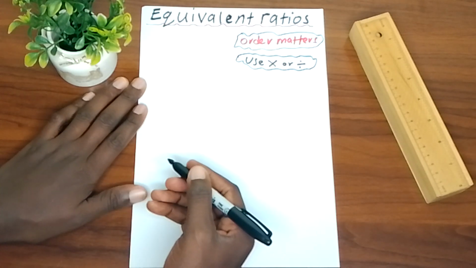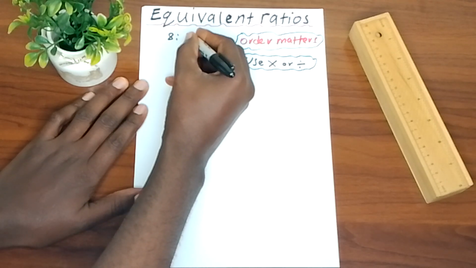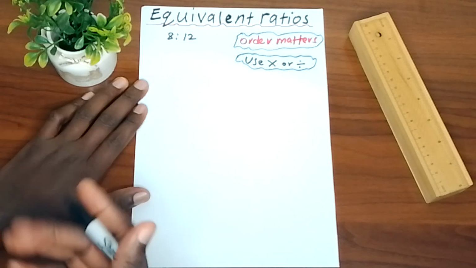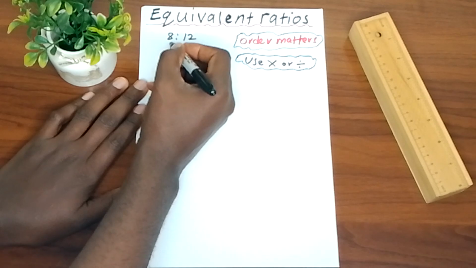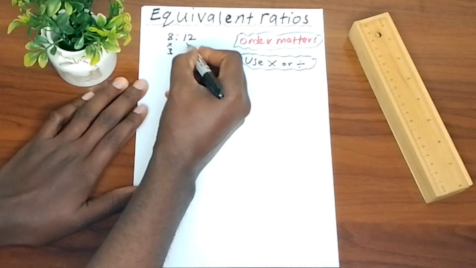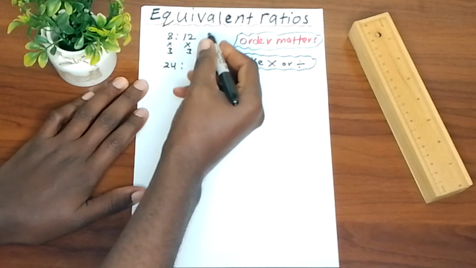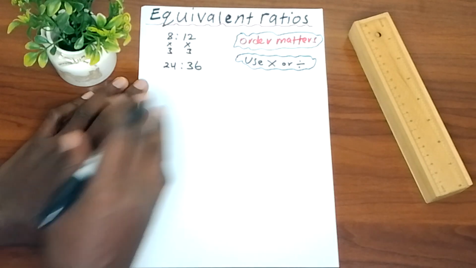Here is our first example. We are given 8 to 12. Now, we have said that we can either multiply or divide to get the ratios that are equivalent to this one. We can take an example. If we choose to multiply this number times 3 and this one times 3, we will get 24 to 36. These are equivalent ratios, 8 to 12 and 24 to 36.